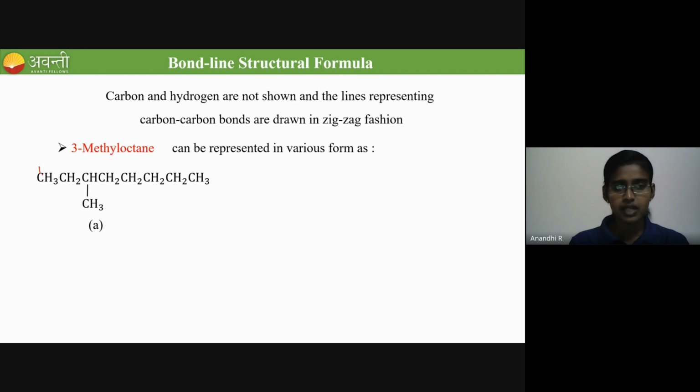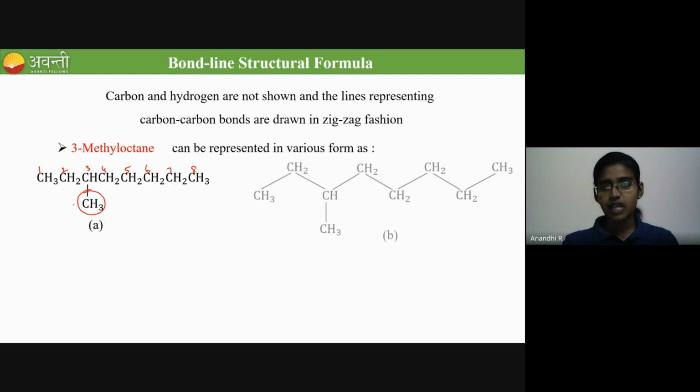Let me number the carbons. 1, 2, 3, 4, 5, 6, 7, 8. So in the third position, a CH3 group, which is called a methyl group, is attached. That's why it is called 3-methyl octane. Don't worry about the nomenclature. We are going to discuss the nomenclature maybe tomorrow or today if time permits. Okay, I'll teach you. So this condensed 3-methyl octane can be written like this.